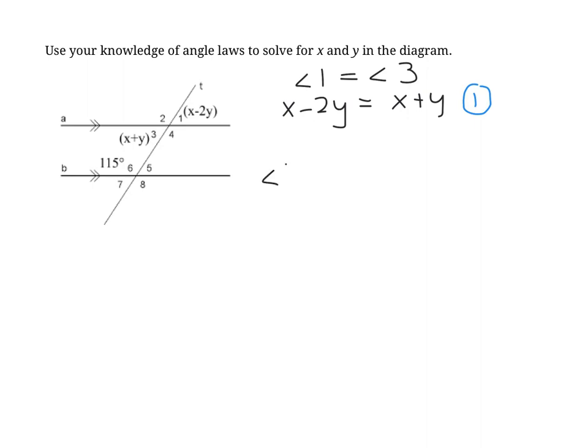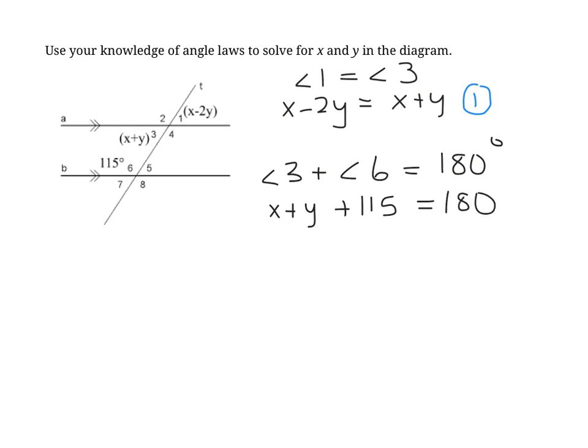We can say that angle 3 plus angle 6 has to equal 180 degrees. So that means x plus y plus 115 has to equal 180 degrees. So this is going to be our equation number 2. So we've come up with our linear system, and now this one isn't going to be so pretty, and it's not going to give us a nice setup that would go well with the elimination method, but this problem actually works quite well for substitution.